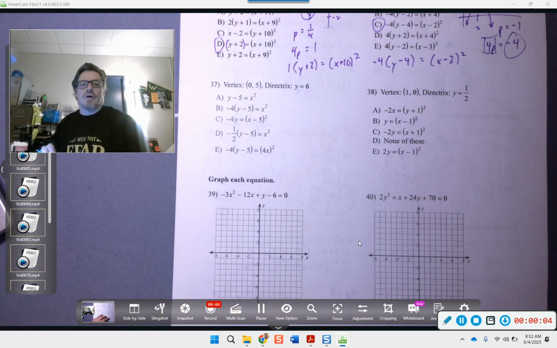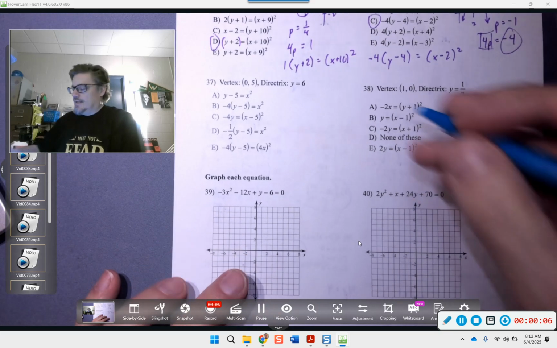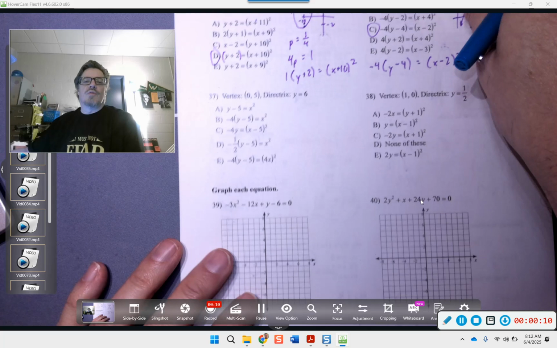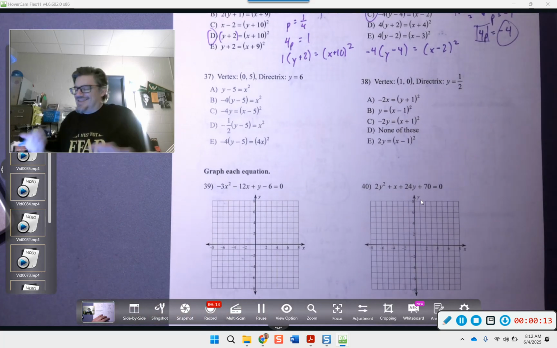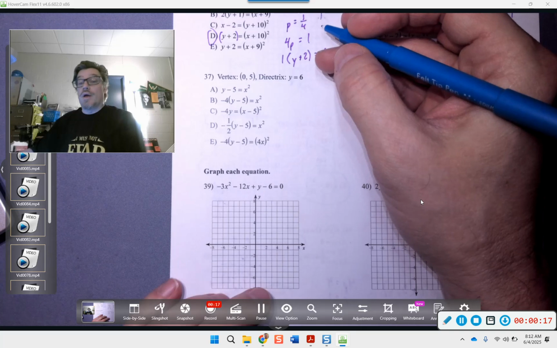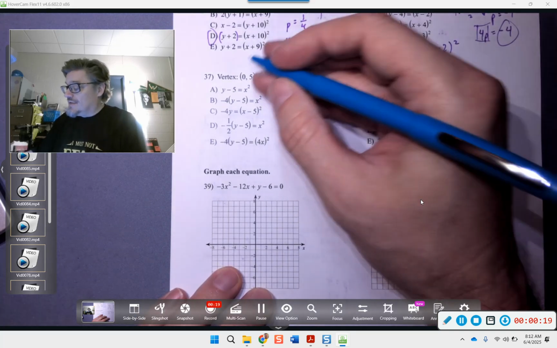Okay, the last four. Now we've got the focus for the last two problems. Now we're at the directrix, so we're working from behind. So it's the same strategy. We can actually figure out that p-value relatively quickly. So we've got a vertex of (0, 5).